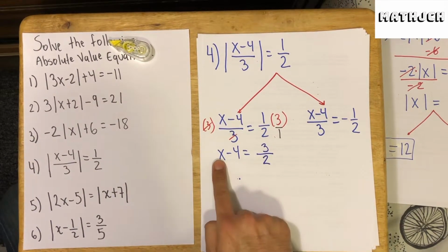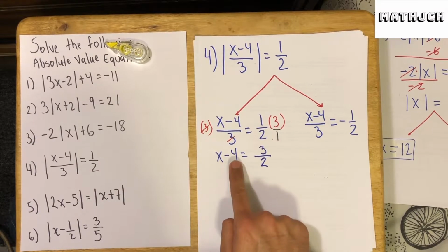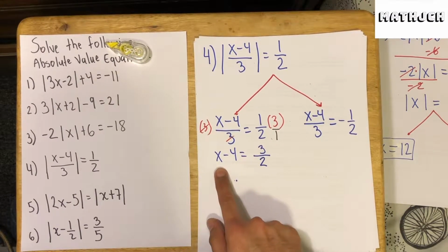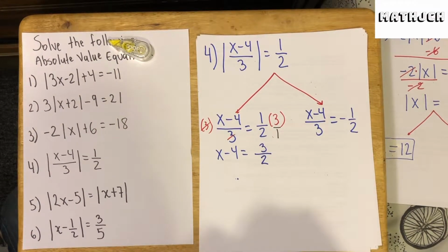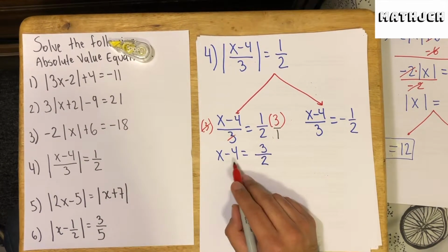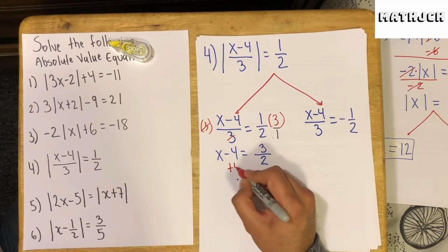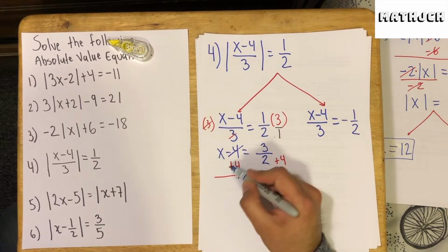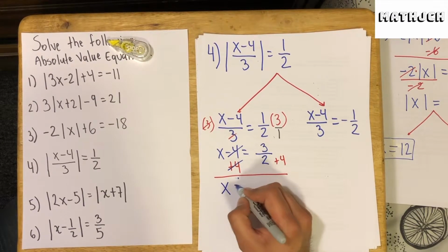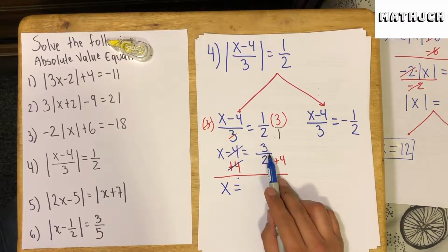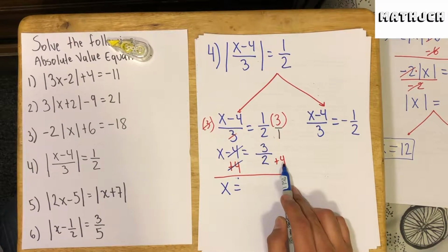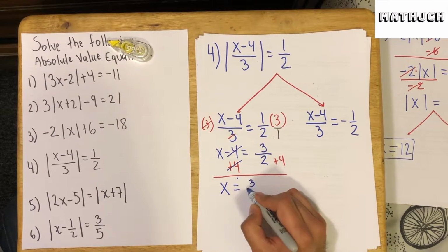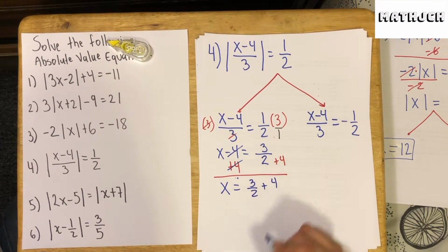Next step, solve for x. That means move this 4 to the other side in order to leave the x by itself. So that 4 is subtracting, so move it to the other side. We do the opposite, which is add 4 to both sides. So these 4s cancel, and I'm left with x equals. Notice that in this case, the 3/2 and the 4, you cannot add them like regular whole numbers. So let me rewrite them as 3/2 plus 4.